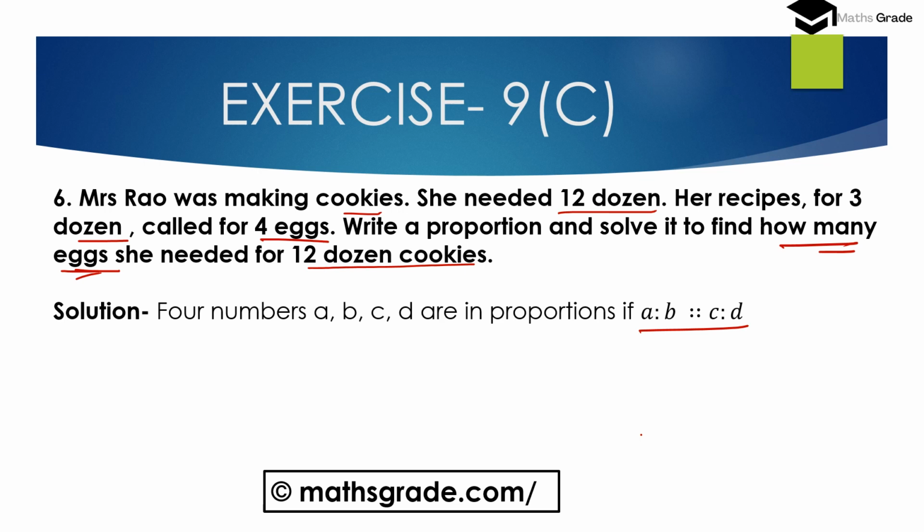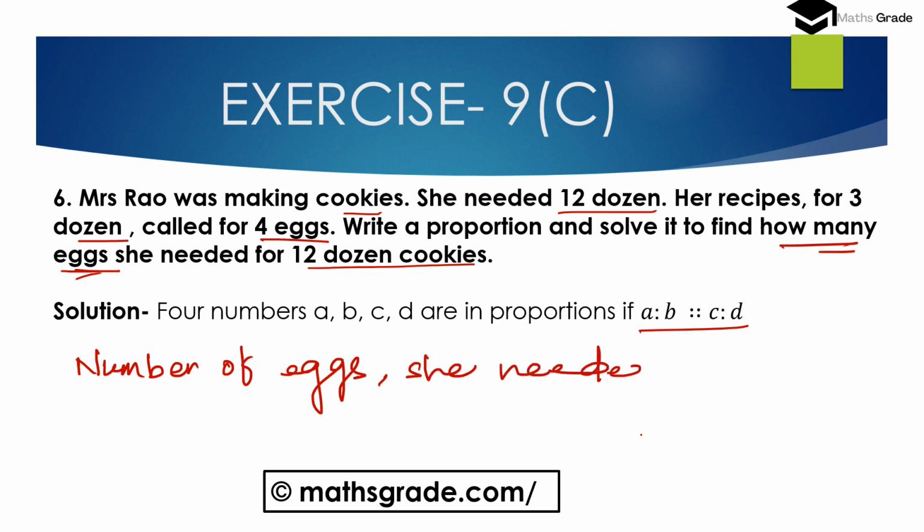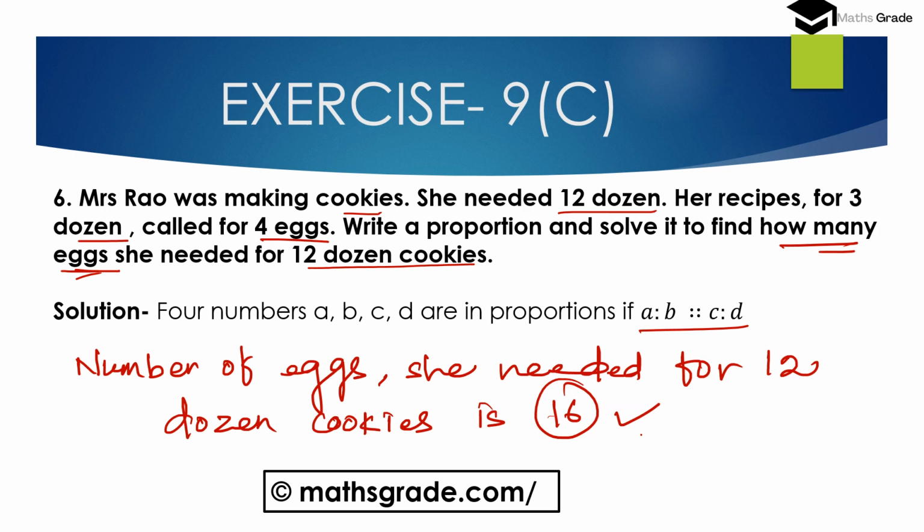So the number of eggs she needed for 12 dozen cookies is 16.